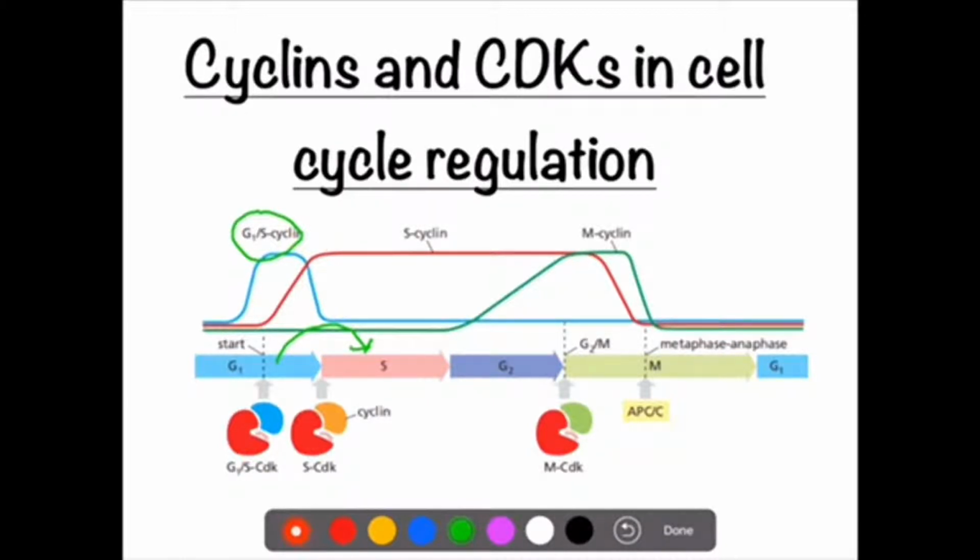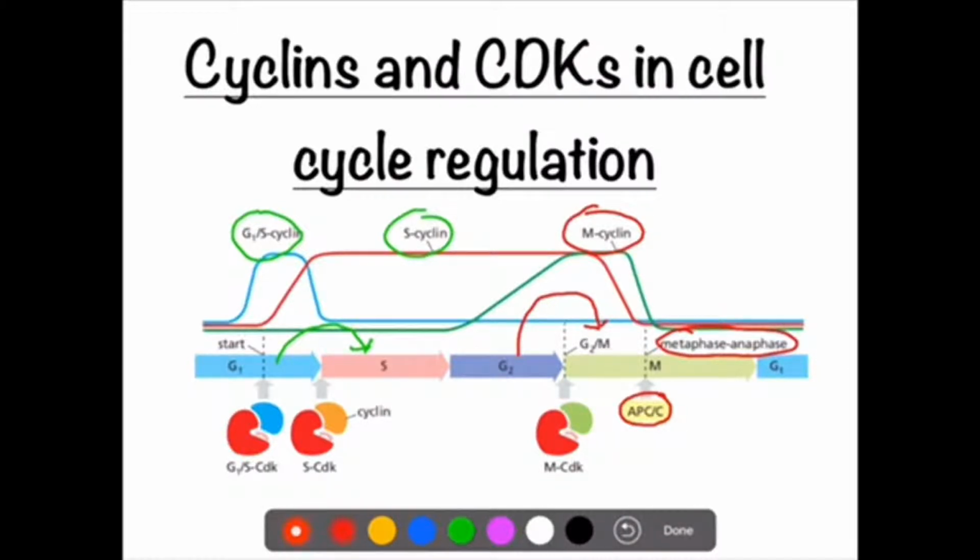Then M phase cyclins. M phase cyclins are synthesized in late G2 phase, and these M phase cyclins are important for progression of cell from G2 to M phase. In M phase there is another protein that is called anaphase promoting complex or cyclosome. This anaphase promoting complex is important for progression of cell from metaphase to anaphase.